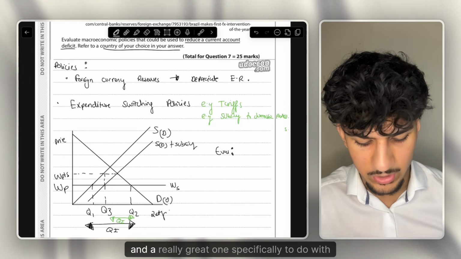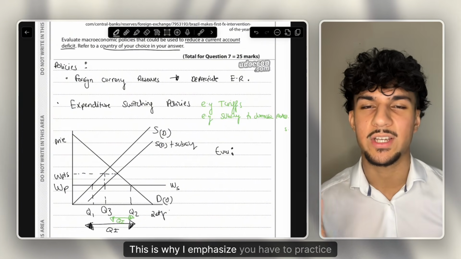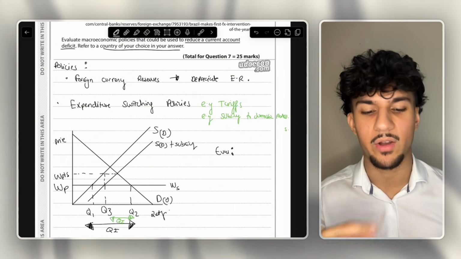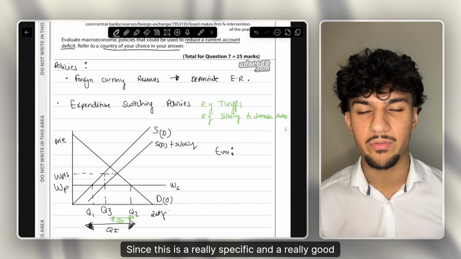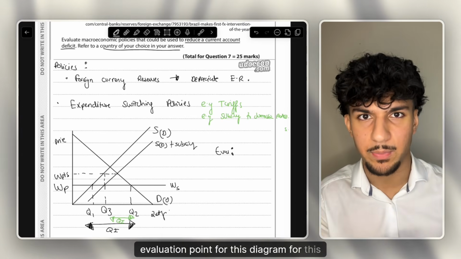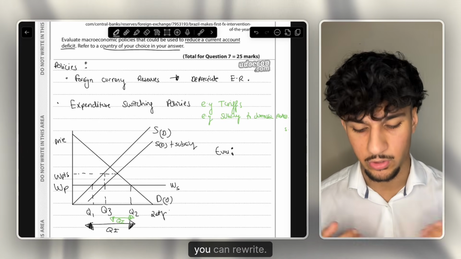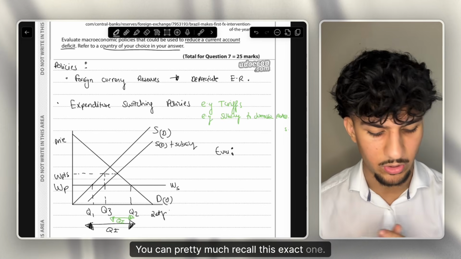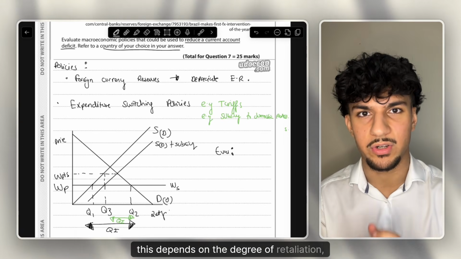And the first one, and a really great one, specifically to do with subsidising domestic producers. This is why I emphasise you have to practice different paragraphs. You have to practice different chains of analysis, since this is a really specific and a really good evaluation point for this diagram, for this paragraph. And it means that if you practice them, in your exam, if this question comes up, you can pretty much recall this exact one. But the way the word is, however, in evaluation, this depends on the degree of retaliation.